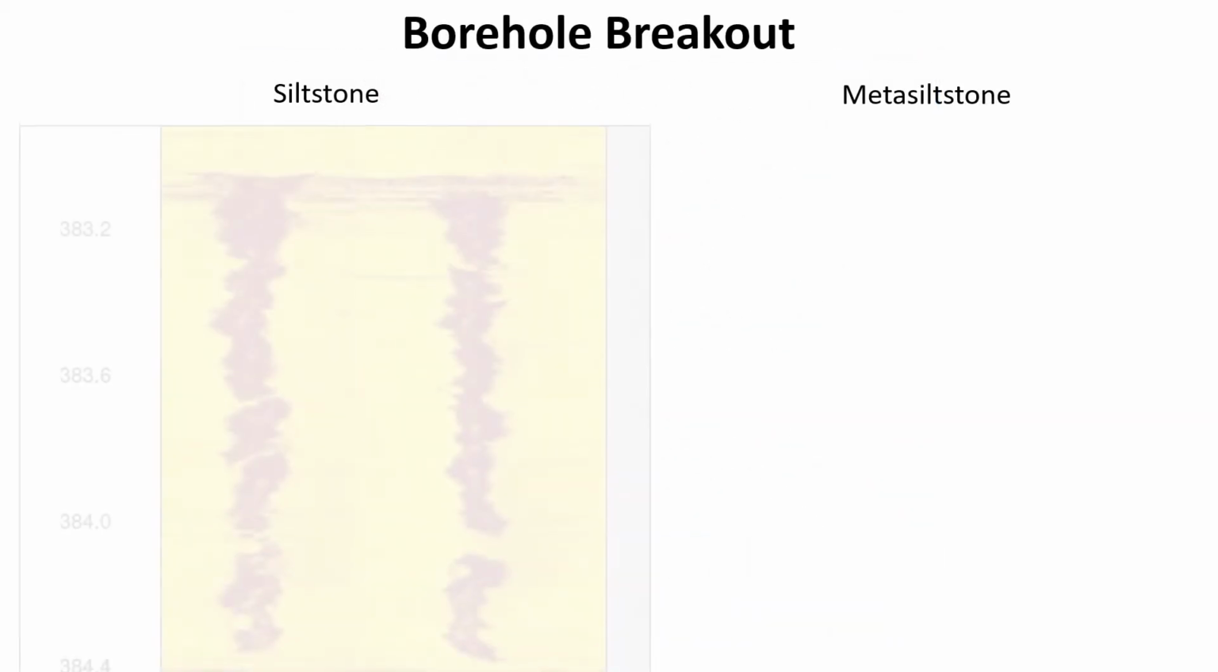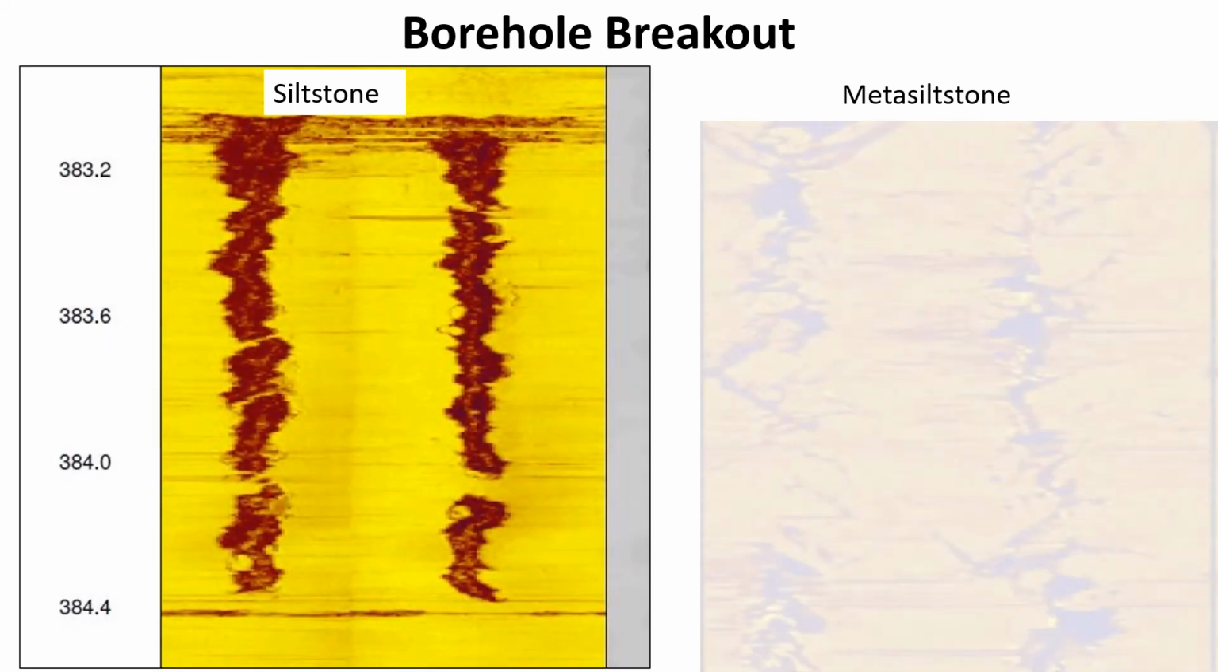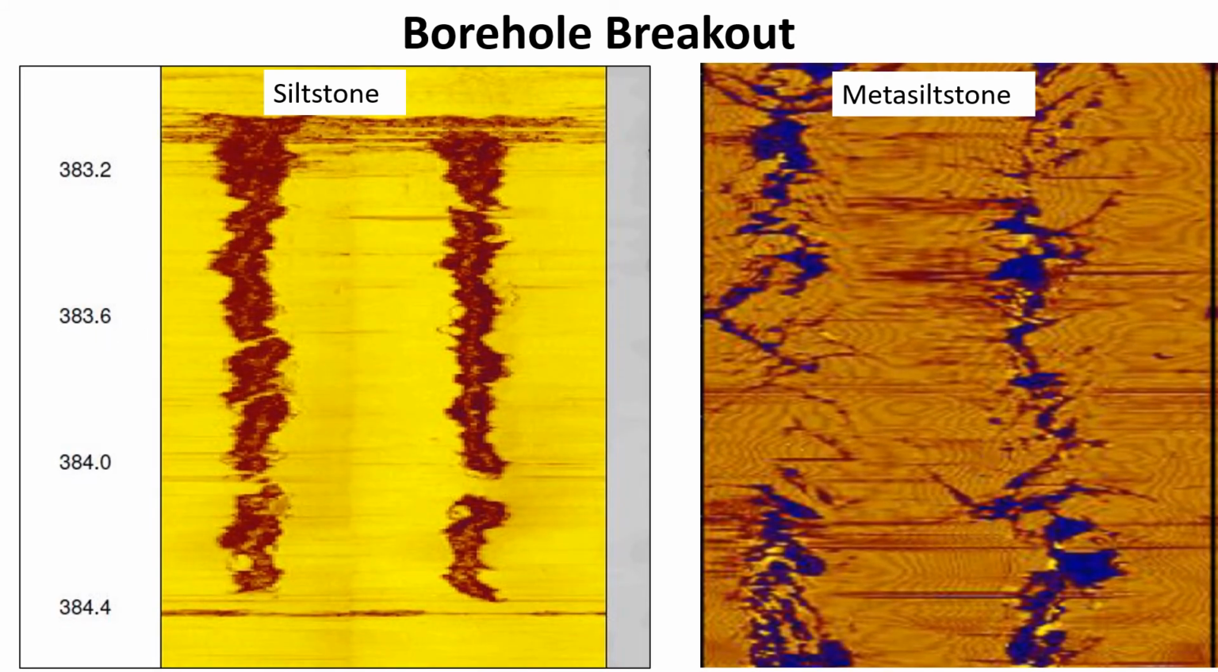The image to the left is of breakout in sedimentary rock and shows a fairly even breakout trace. The image to the right shows breakout in a metamorphic rock. Here the breakout is frequently less even. Borehole breakout is a direct indication that problems with rock failure will occur on excavation.